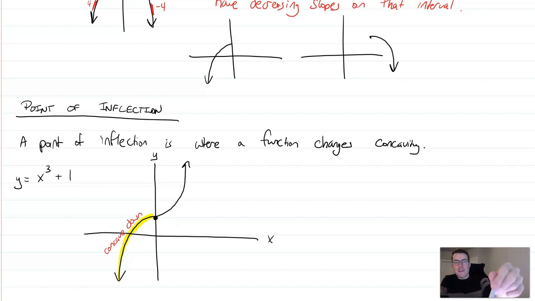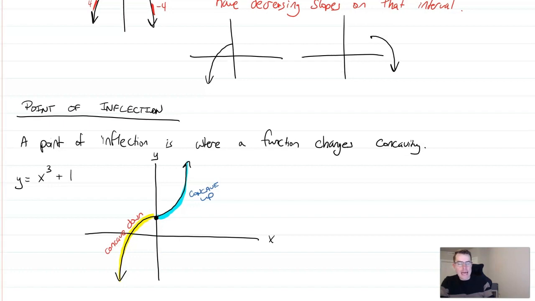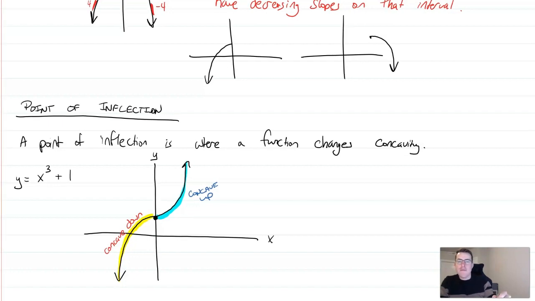Then what you'll notice about the right-hand side, okay, if we notice the right-hand side here, notice that's the right side of a smiley face. So if that's the right-hand side of a smiley face, that's going to be concave up. So it switched from concave down to concave up.